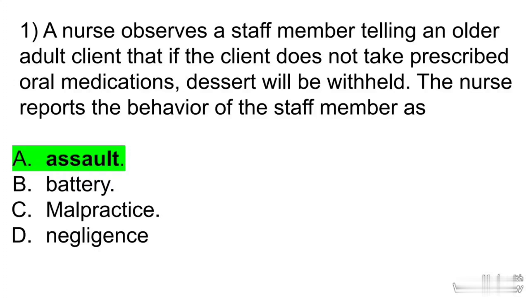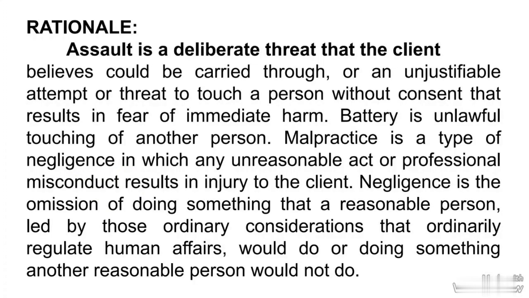Rationale. Assault is a deliberate threat that the client believes could be carried through, or an unjustifiable attempt or threat to touch a person without consent that results in fear of immediate harm. Battery is unlawful touching of another person. Malpractice is a type of negligence in which any unreasonable act or professional misconduct results in injury to the client. Negligence is the omission of doing something that a reasonable person, led by those ordinary considerations that ordinarily regulate human affairs, would do, or doing something another reasonable person would not do.